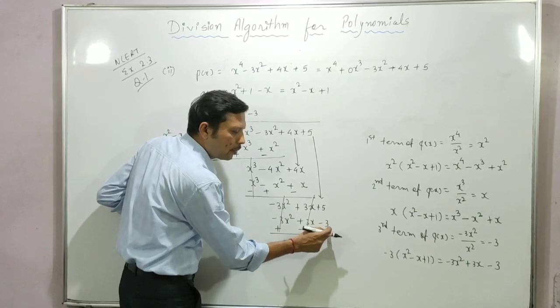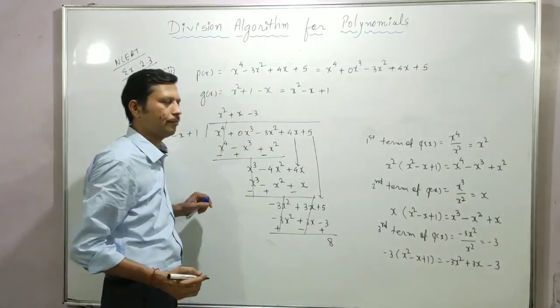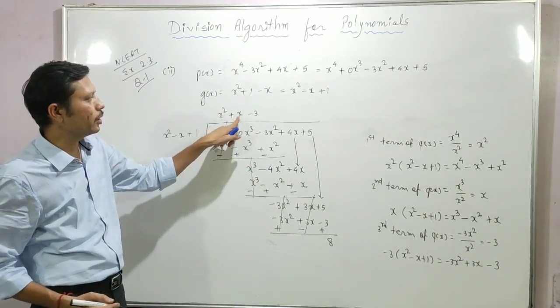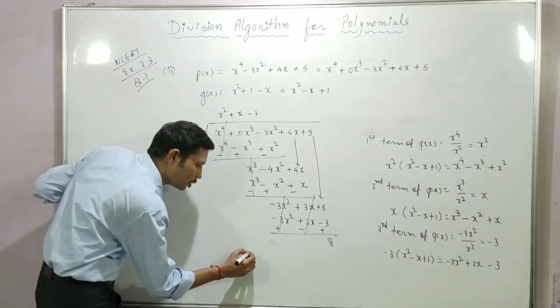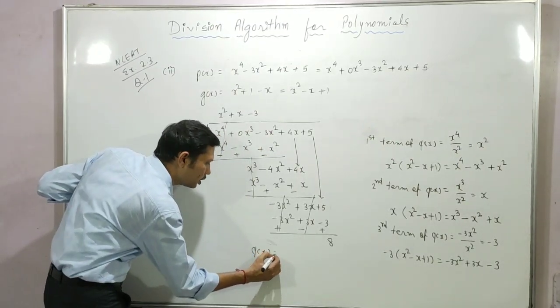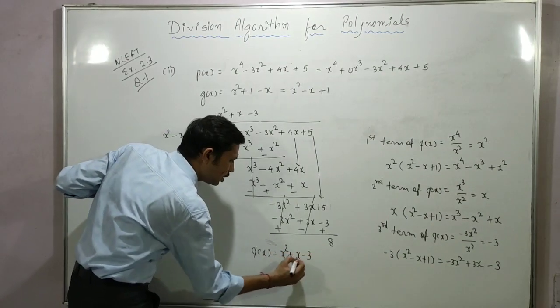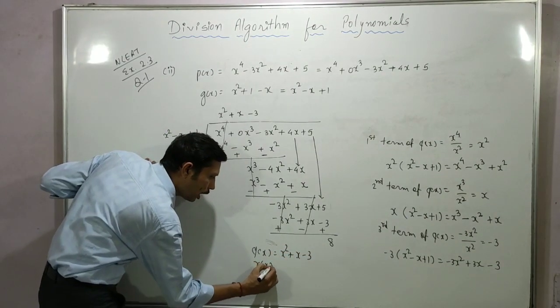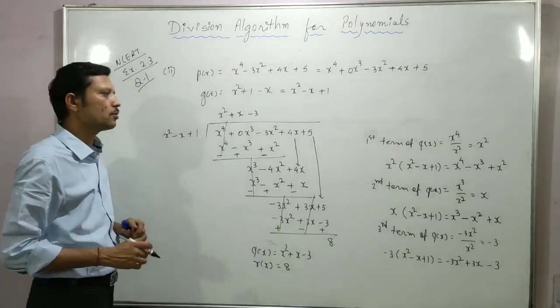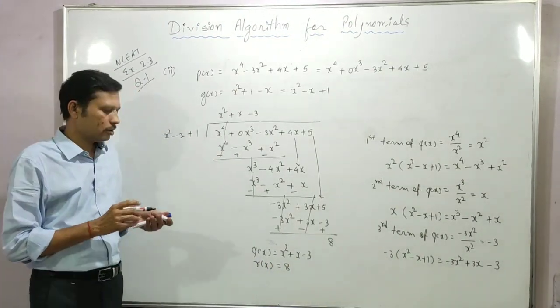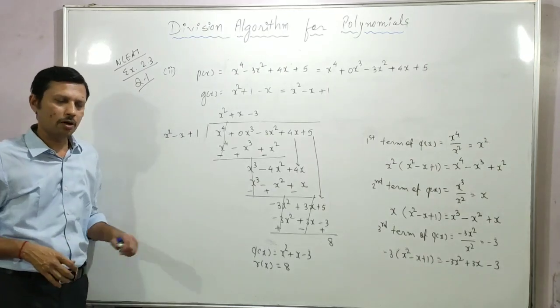It's a plus 5, it's a plus 3, so that addition is 8. So what's the quotient? x square plus x minus 3. So the quotient, that means q of x, I can write down as x square plus x minus 3. And what's the remainder? So r of x is equal to 8. This one is our answer. Right? Now take the third example of this.